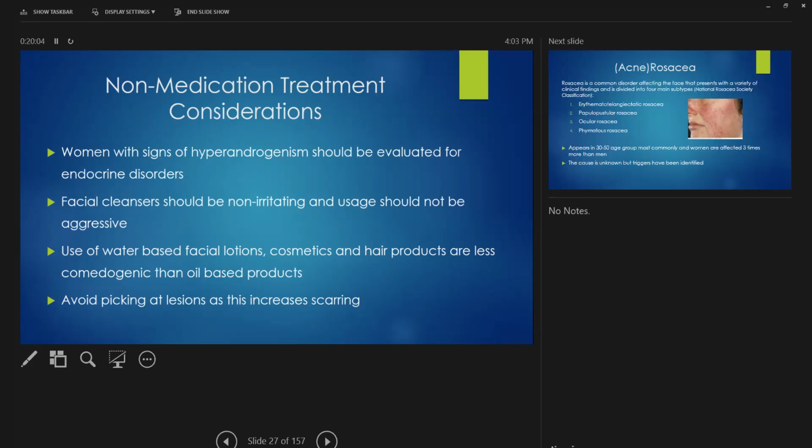Also, what lotions are you using? What kind of soaps are you using? All those kind of things some people may take for granted, and they really do cause problems. You want to make sure that they avoid picking at their lesions, and make sure that you're treating them as a person too, because this can be hard on you psychologically to have these lesions.